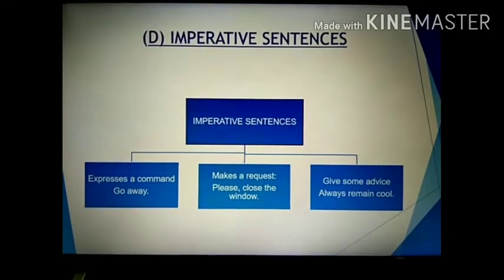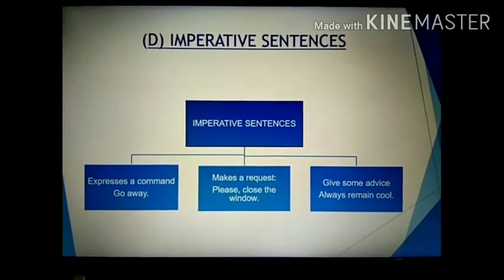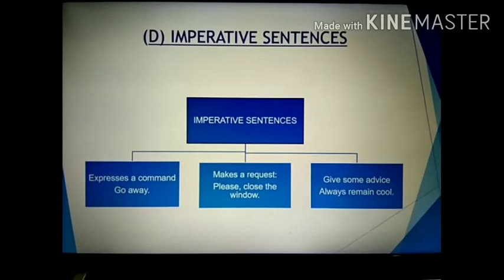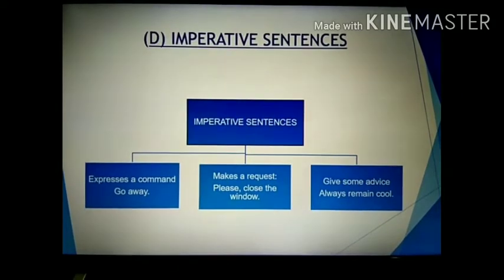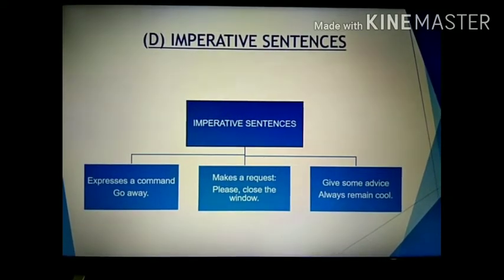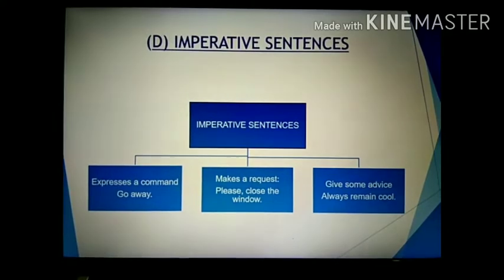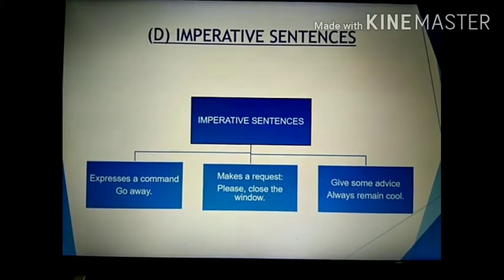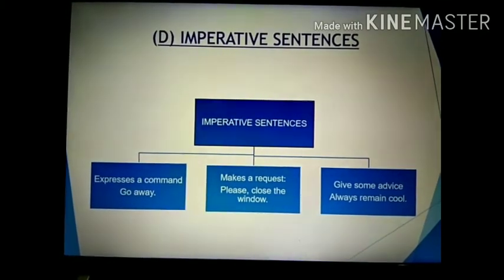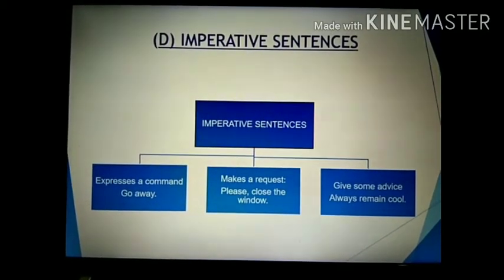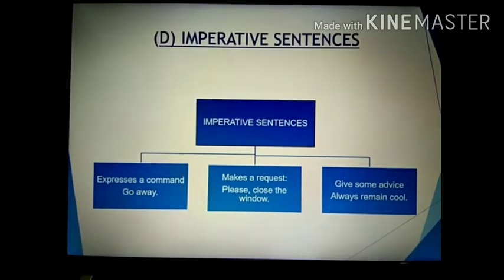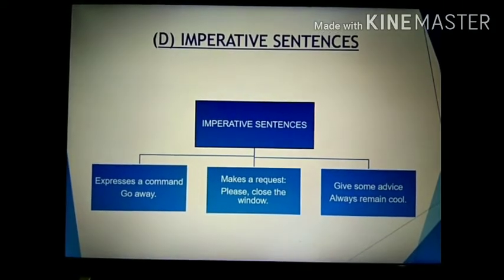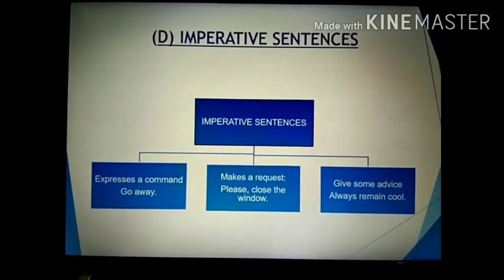Now, dear children, let us talk about the last category of sentences, that is imperative sentence. Sentences that express a command, make a request or give some advice. In simple words, a sentence that indicates a request, advice, suggestion, instruction, command or order is called an imperative sentence. Also remember, dear students, an imperative sentence ends with a full stop.